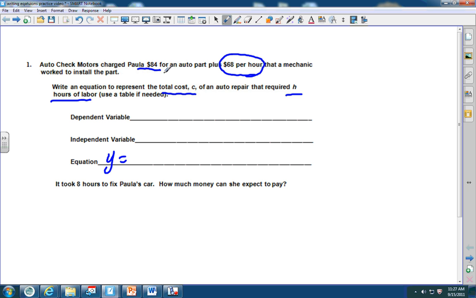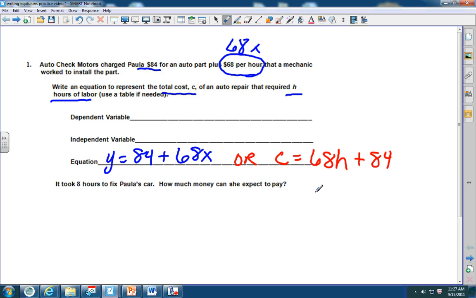Now, $84 is a one-time fee. I'm going to write it 84 plus, now 68 per hour, 68, and that's going to be times my x. So I have 68x plus 84. Or if you want to use the variables that are up here, my total cost equals 68 times the number of hours plus 84.